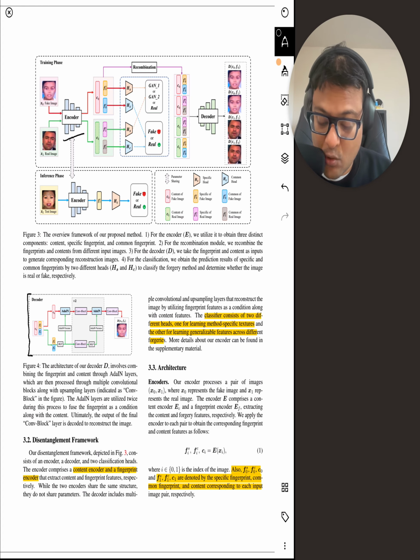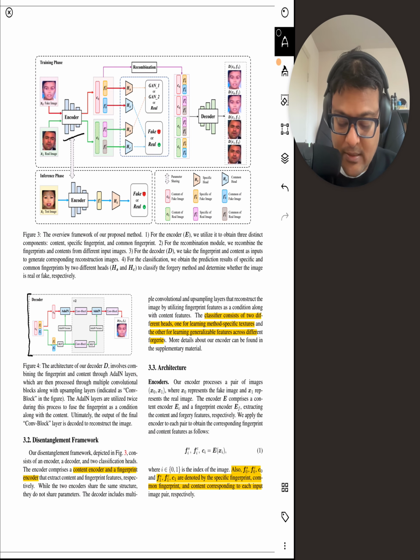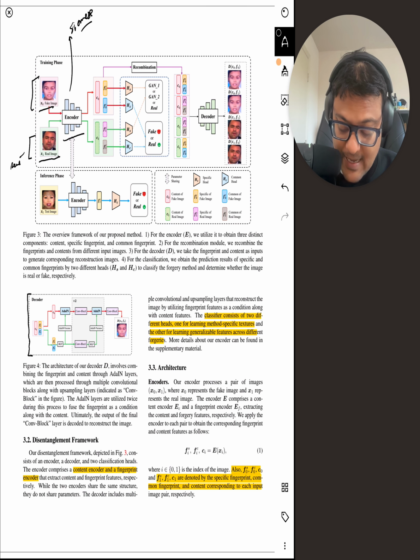Okay, so the encoder is processing a pair of images at the same time. The encoder is a pairwise architecture, like a Siamese sort of network, and it looks at these two images. So the encoder is processing two images at a time, one real and one fake. So here this is real and this is fake.